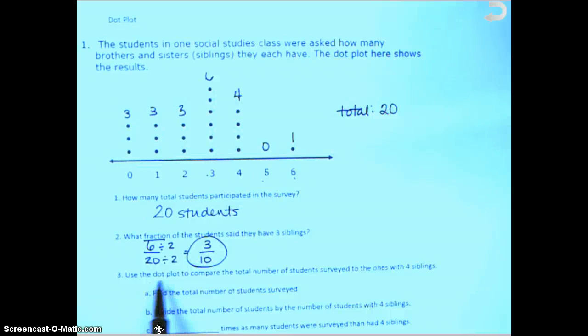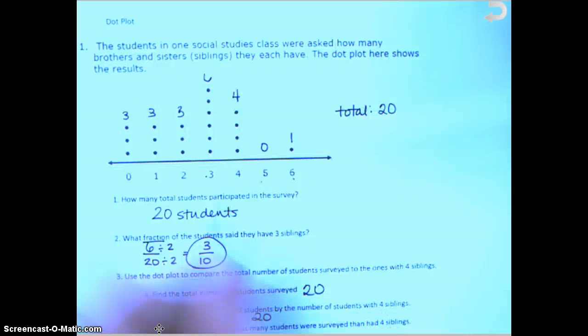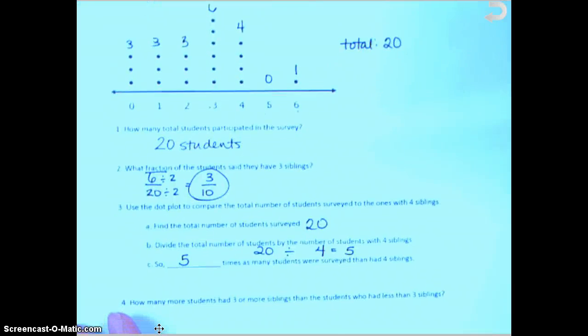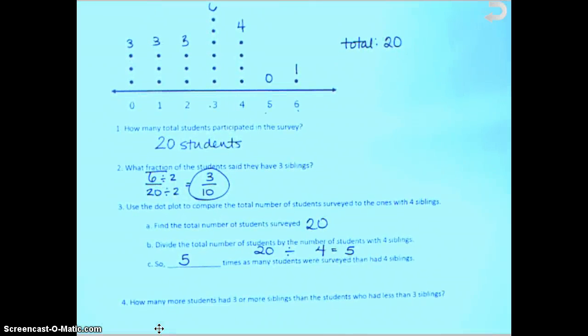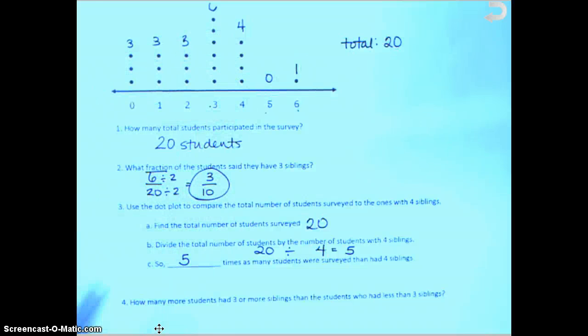The next one says, use the dot plot to compare the total number of students surveyed to the ones with 4 siblings. So find the total number of students surveyed. That's 20. Divide the total number of students, which is 20, by the number of students with 4 siblings. So 4 people have 4 siblings. And then 20 divided by 4 would be 5. So 5 times as many students were surveyed than had 4 siblings. 4 people had 4 siblings, 20 people were surveyed, that's 5 times as many.